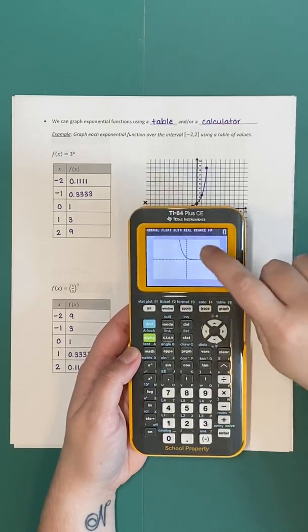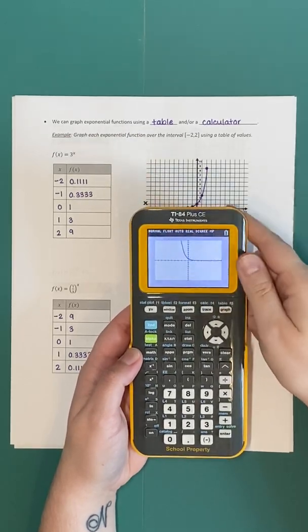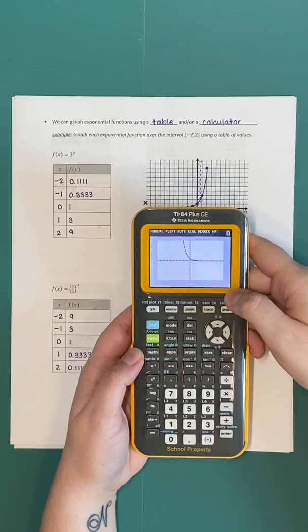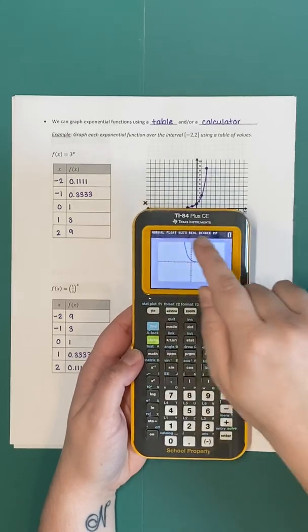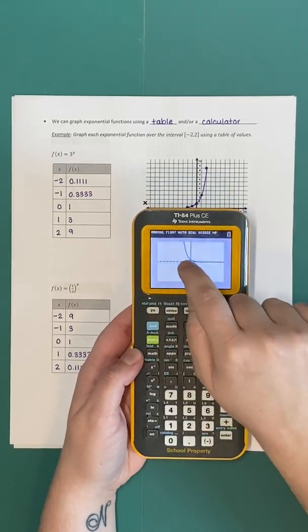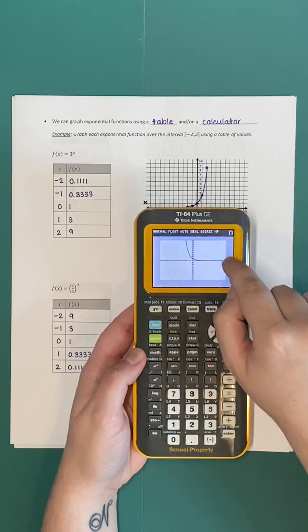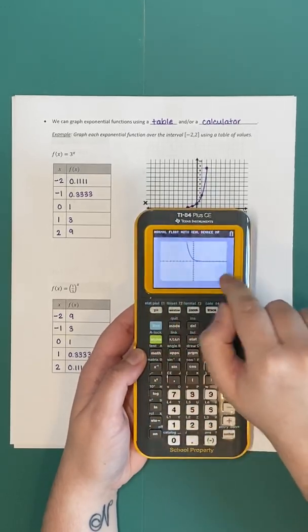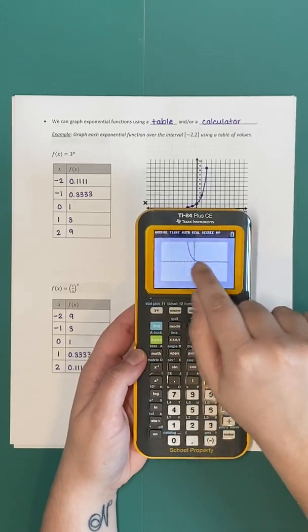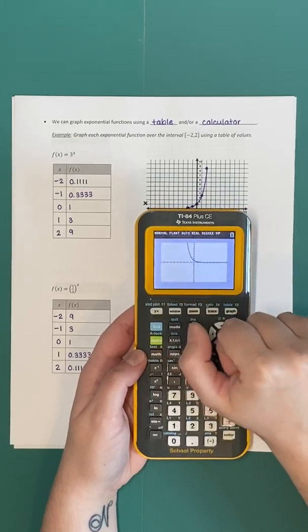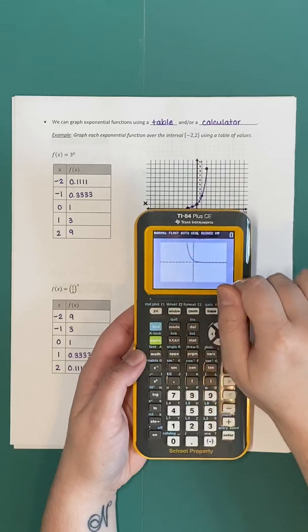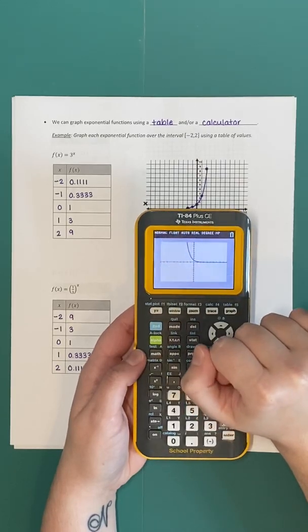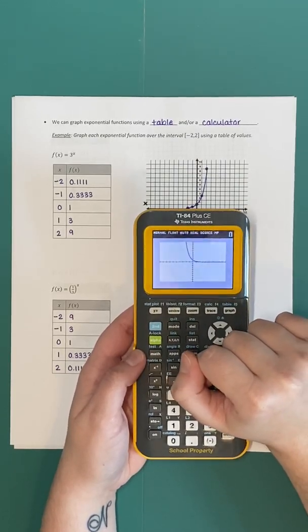Okay, so notice we have that intercept there at 0, 1. We can verify that from the table. We can also see what's happening with the asymptote. So remember, these graphs are going to have an asymptote along the x-axis. It looks like it's laying on top of the x-axis, actually overlapping with it, but that's not quite the case. It looks like that because we're limited in terms of how accurate our graph can be.